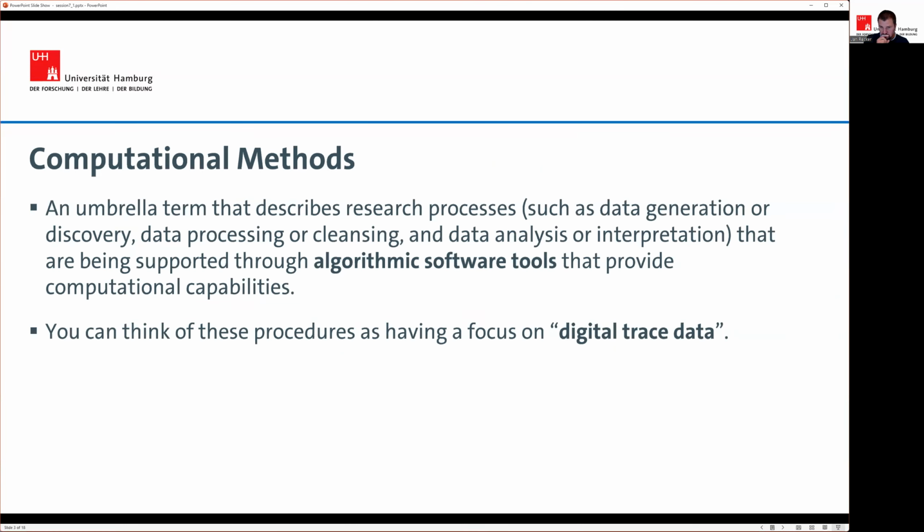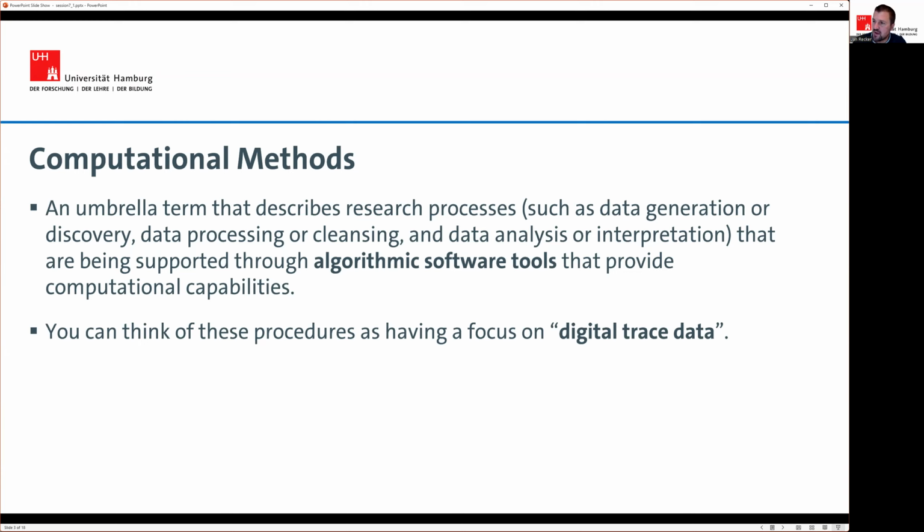For orientation, with computational methods to research, we mean research processes such as data generation, discovery, data processing or cleansing, and data analysis or data interpretation that are being supported through algorithmic software tools that provide computational capabilities. Meaning that with computational research, we mean research that is carried out with the help of or through algorithmic software that takes over or supports part of the typical research process, such as the ones mentioned here.